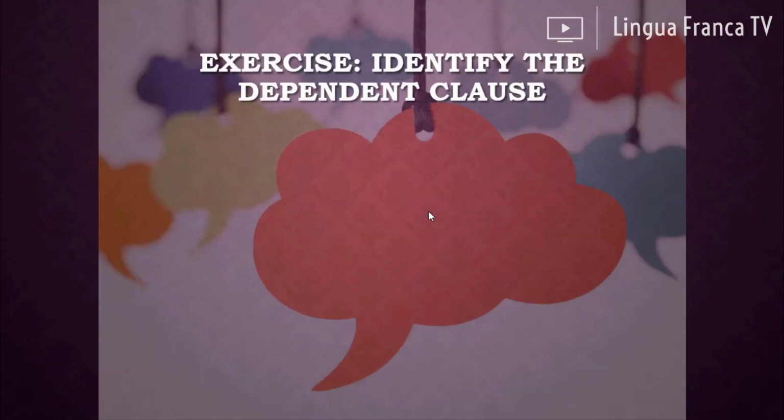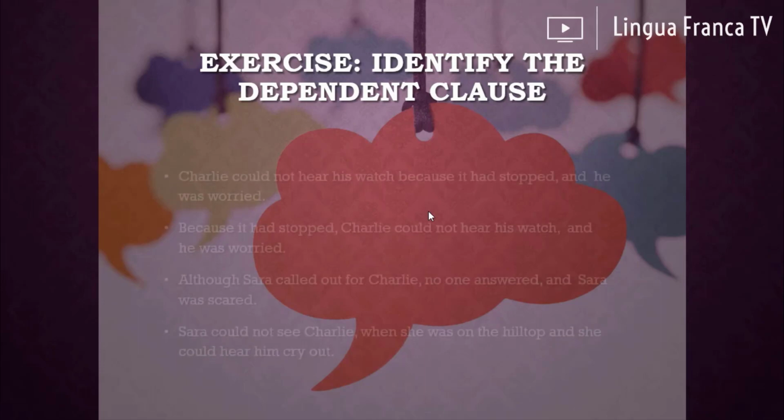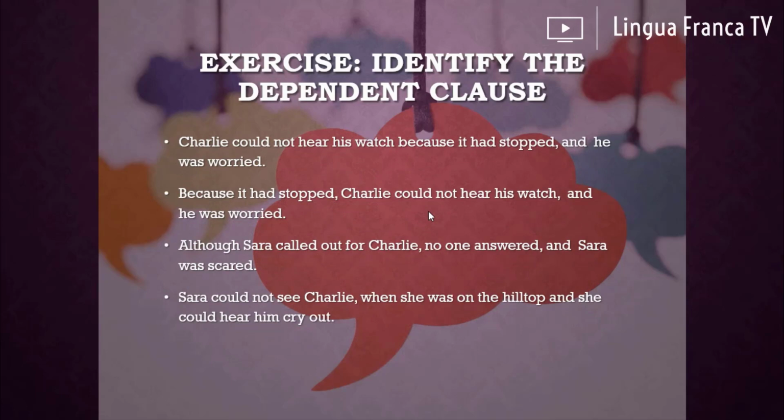So here is the exercise. Identify the dependent clause. Alright, here's the exercise. Just stop the video and answer all the questions.